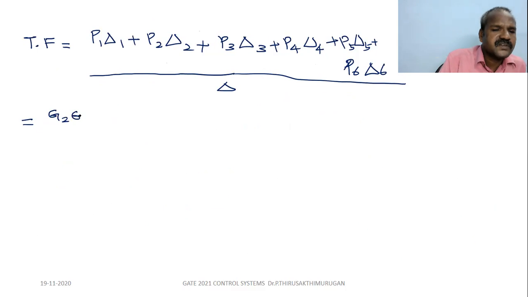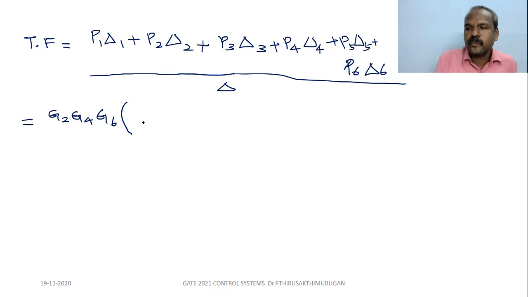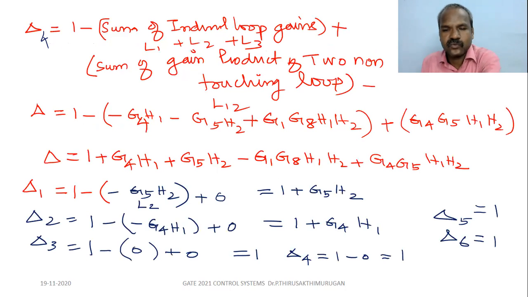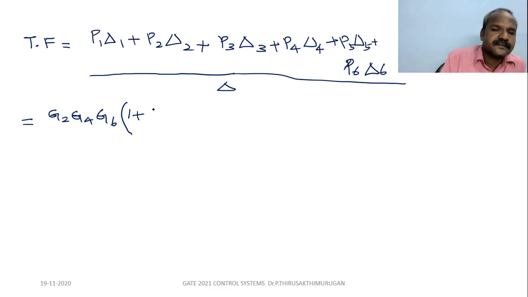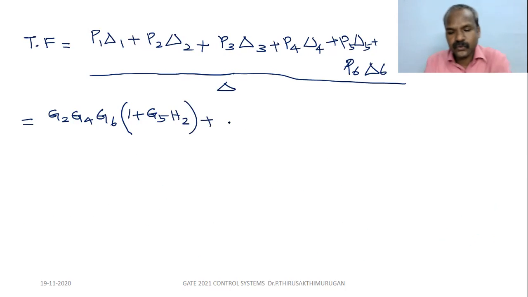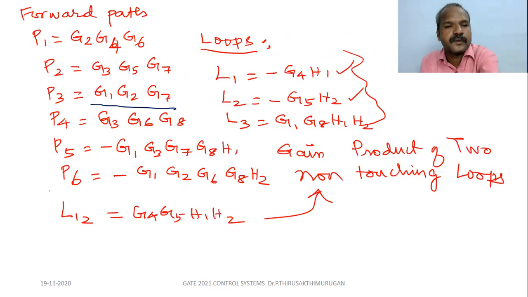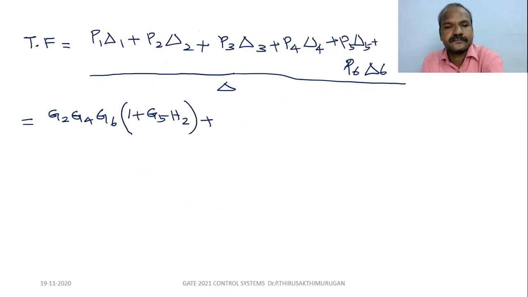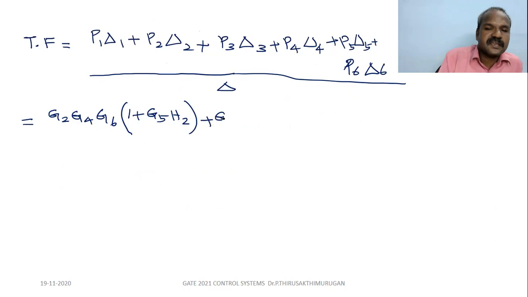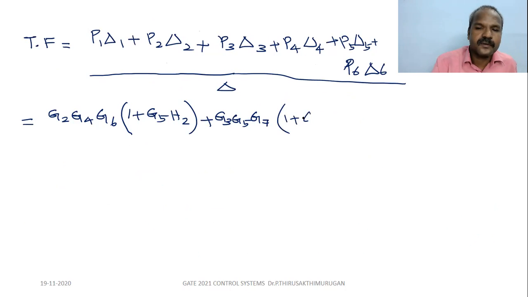G2, G4, G6 into the first loop. What is delta 1? Delta 1 is 1 plus G5H2. So 1 plus G5H2 plus, what is P2? G3, G5, G7 of 1 plus G4, H1.